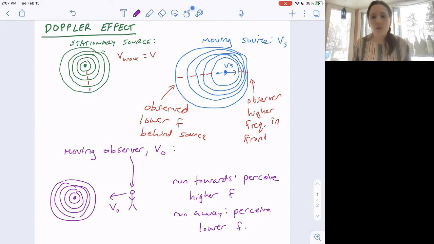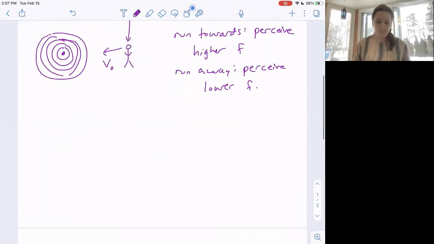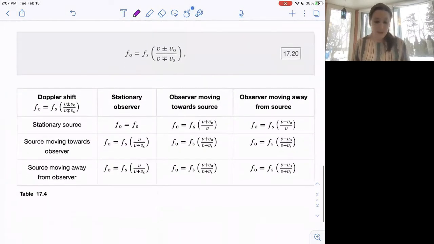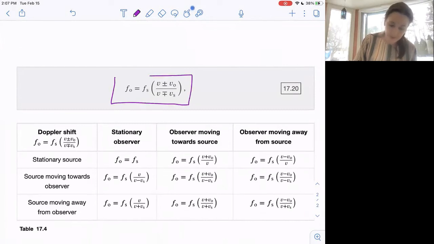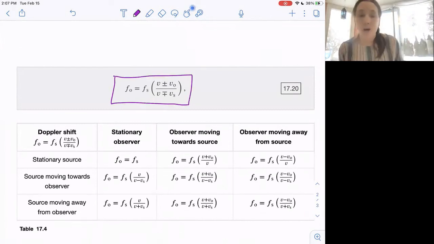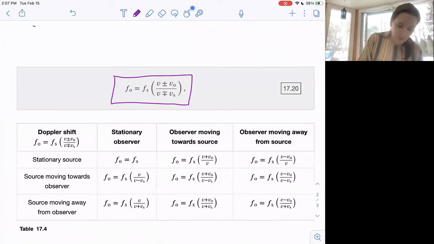So you have all of these different combinations. The equation for the Doppler shift is best summarized by this table from that OpenStax textbook. And this is the general equation for the Doppler shift, where you do have those plus-minus and minus-plus signs to indicate all of these different possibilities. And so let me just make sure that we know what these values are.